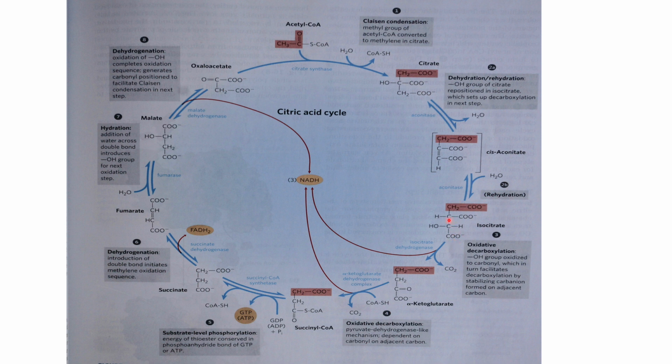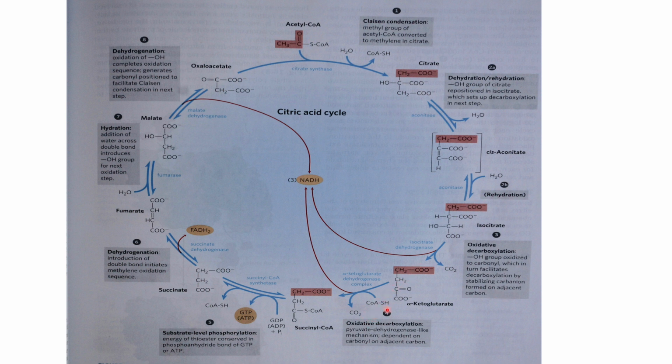This is isocitrate. The next enzyme in the cascade has an oxidative phosphorylation, where the hydroxyl group is oxidized to a carbonyl, which in turn facilitates decarboxylation by stabilizing the carbanion formed on the adjacent carbon. So this is isocitrate. We get loss of carbon dioxide, and we get alpha ketoglutarate here. This is a 5-carbon moiety. We lose the carbon from this point here and get oxidation at this end.